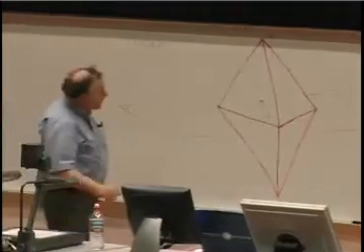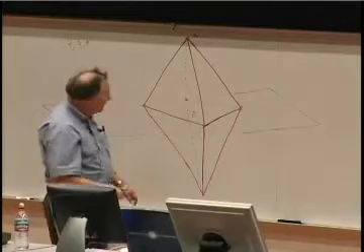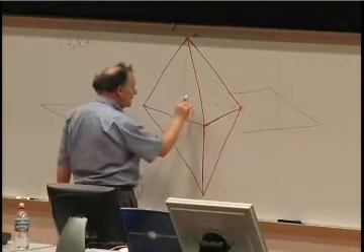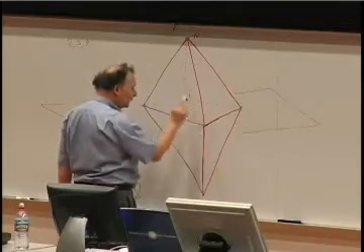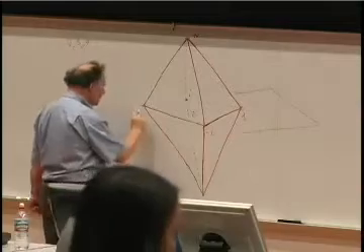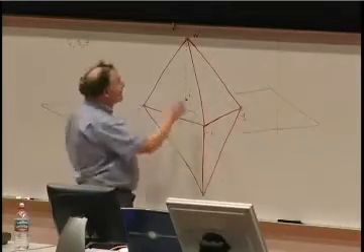So rotating the octahedron in a suitable way, you can assume that on the complex plane, this point is the point i. This point is the point minus i. This point is the point 1. This point is the point minus 1. This point is the point 0. And this point is the point infinity.